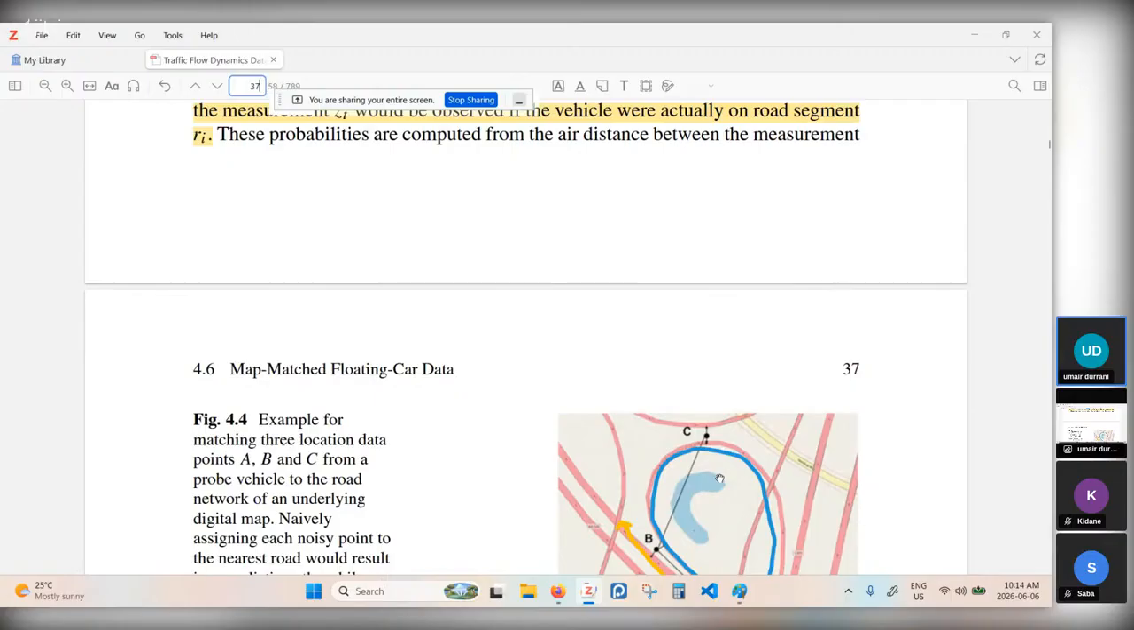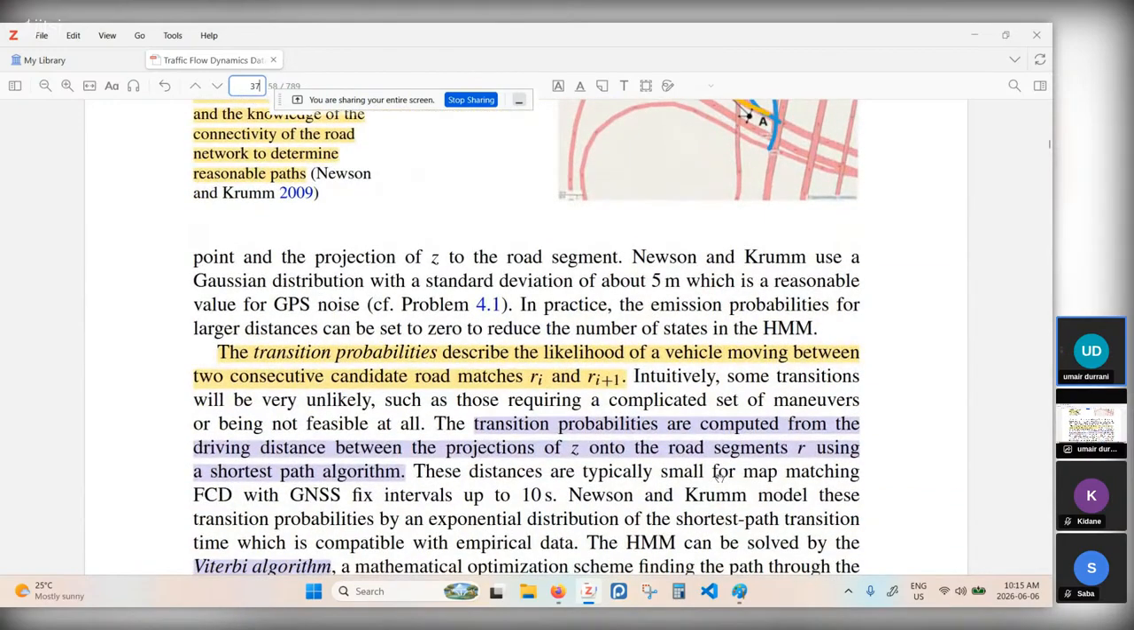So the next question is, how do we estimate these probabilities? According to the chapter, these probabilities are computed from the air distance between the measurement point and the projection of z to the road segment. So the measurement point that we have obtained is z, which is the geographic coordinate x1, y1. And then we also project that geographic coordinate onto the road segment on the map. So what is the air distance between them? That is our emission probability.